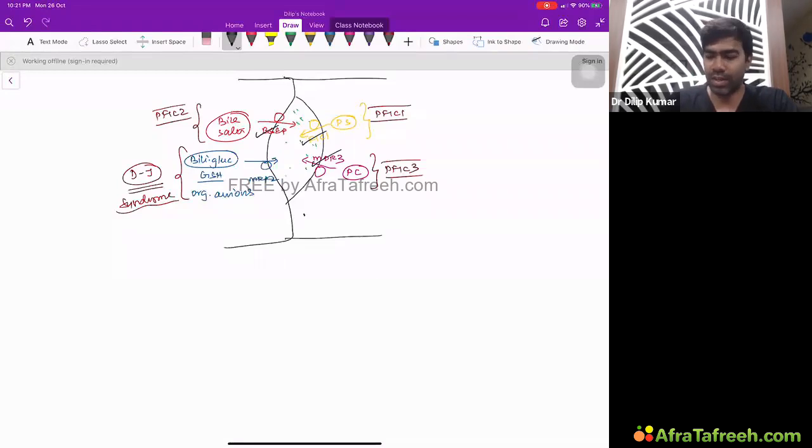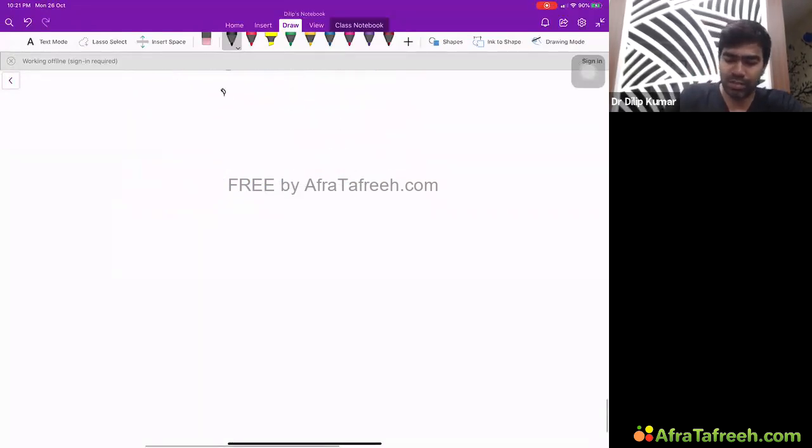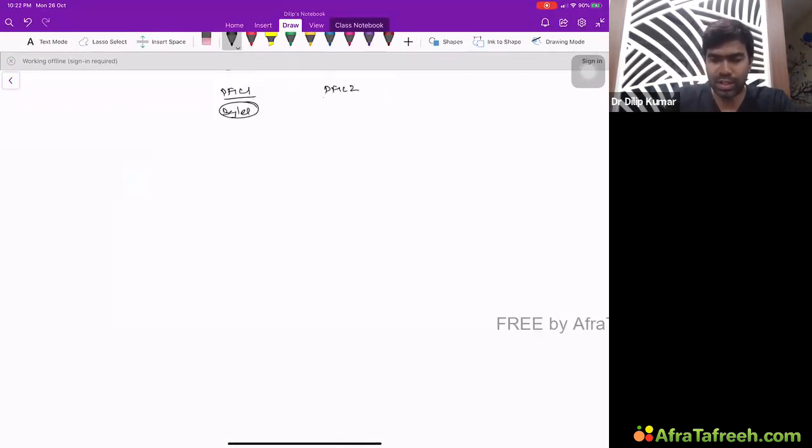So next, what we need to see is the differences between PFIC type 1, which is also referred to as bileless disease. It's a very common question in PGI exams, but currently you don't have any distinction between PGI, AIIMS or JIPMER. Bileless is an extremely common question in PGI. They asked it 3-4 times in the last 10 years, and AIIMS one time. So that's why bileless is very important. Then PFIC type 2, and then PFIC type 3.